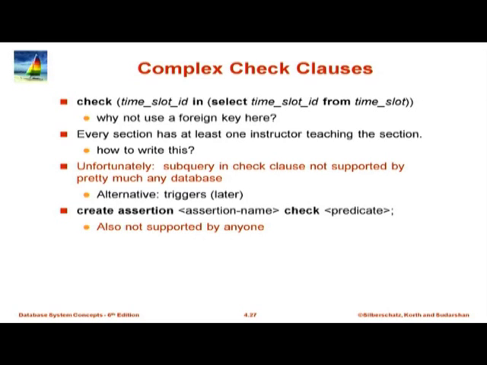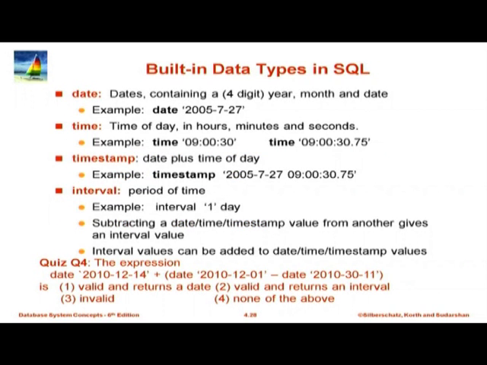There are workarounds using triggers where you have to code a whole bunch of checks. So whatever checks I just told you: when I insert into section, check this. When I update section, check it. When I delete from time slot, check it. All of these checks can be done through triggers, and we will look at triggers in a little bit. And finally, the SQL standard had something called assertion, which was even more general, but nobody supports it, so we won't talk about it. Now here are a few time related types in SQL.